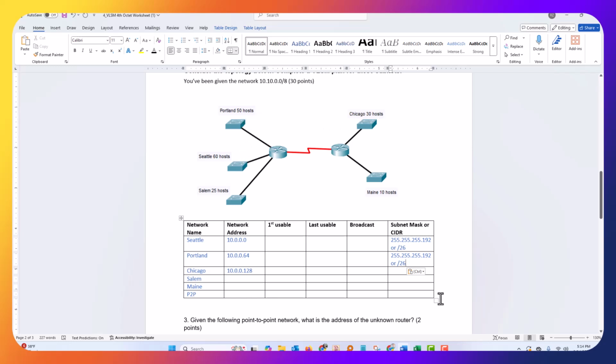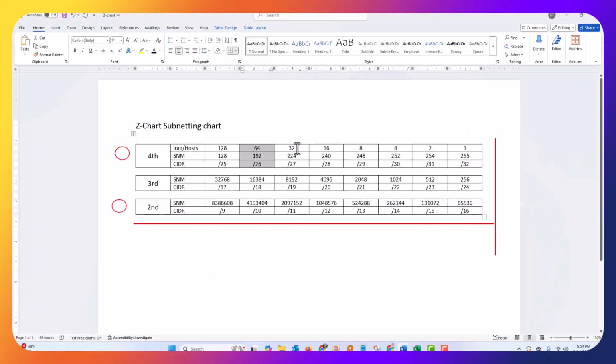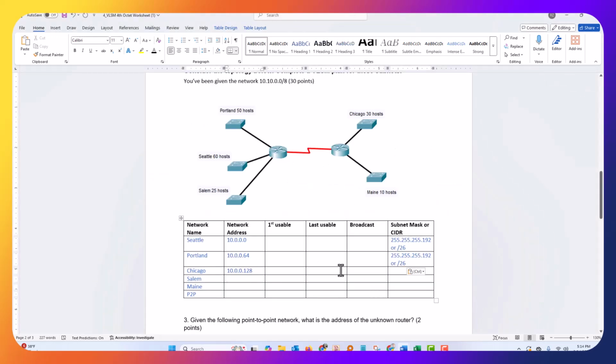Chicago needs 30 hosts, so that would be right here. I don't have any room for expansion. I only get exactly 30 hosts, so hopefully they don't need any expansion. But that would give me a 32 increment in the fourth octet.